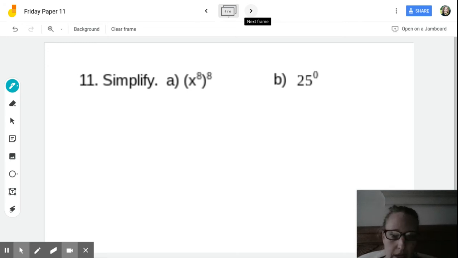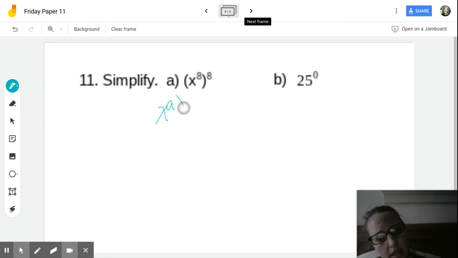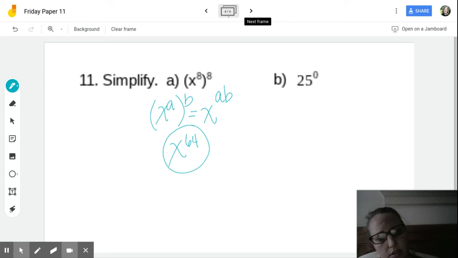Okay, so this is back to our monomials. This one, the rule is x to the a raised to the b. And in order to solve that, we multiply a times b. So this is x to the 8 times 8, which is 64. That's our answer for A. And anything to the power of 0 is 1. Just straight up 1. Okay?